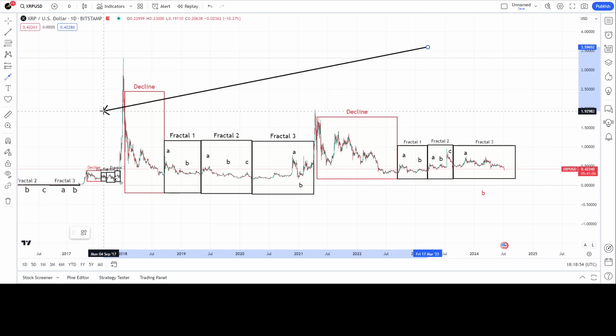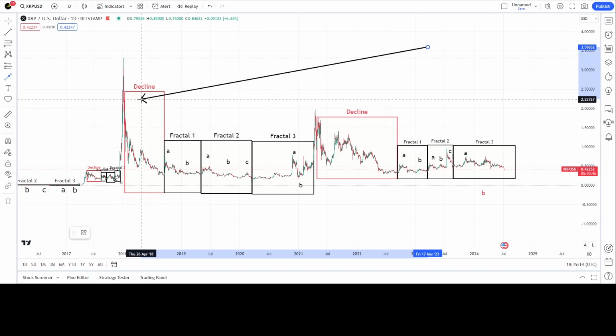Now, here's an important thing to note. Every single time this structure repeats, it looks different. Why is that the case? Well, when a fractal repeats, the timing, height, and depth, those are always going to be original to the new structure. So the structure repeats.